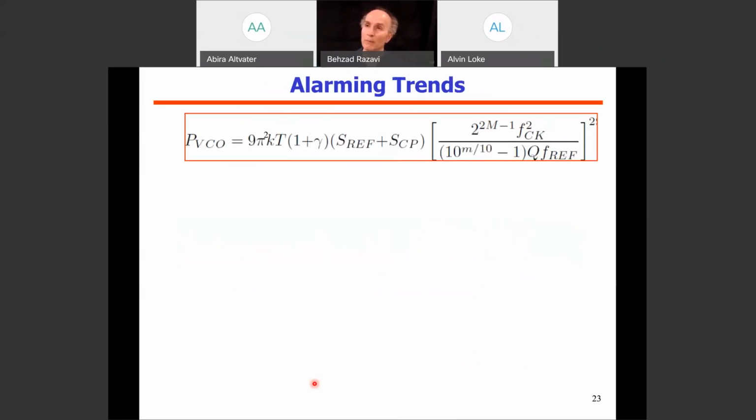Okay, so if we look at this equation, it does predict certain trends that will become prohibitive in the near future. Number one, we see that PVCO grows with 2 to the power of 4m. So it's 2 to the power of 4 times the resolution, whereas for A2Ds, typically the power consumption is proportional to m if it's just quantization noise limited, or 2 to the power of 2m if it's thermal noise limited. So we see that the power consumption of the VCO grows much more rapidly with m than the power consumption of the A2D.